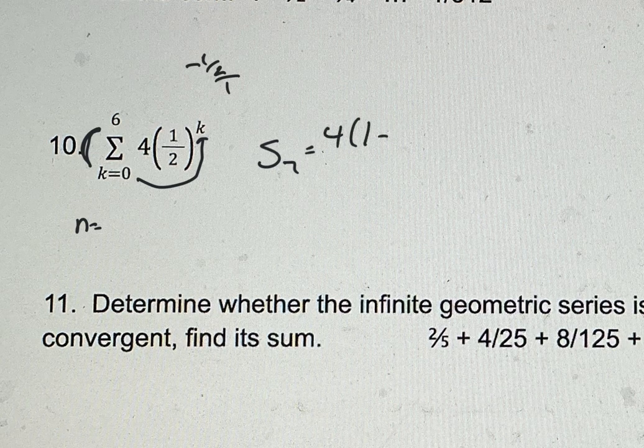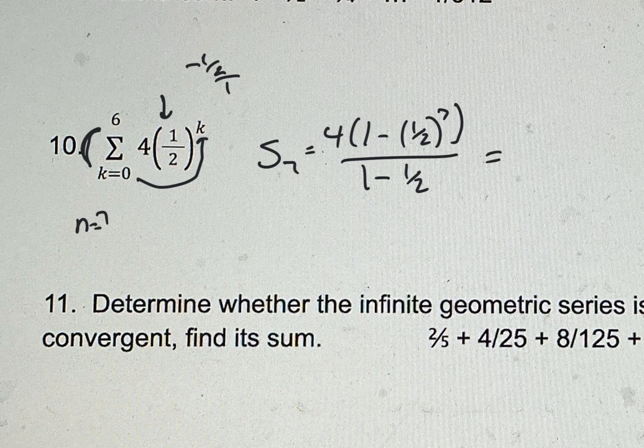Then I'm going to go 1 minus r. Now r, I promise you this is true too. Whatever term has the exponent on it, in this case the 1/2, that's your r. So I'm going to have 1/2 to the n power, and we already figured out n was 7, so that goes there. And on the denominator, I got 1 minus 1/2. Now again, I always do the bottom in my head. 1 minus 1/2, that's 0.5 or just 1/2.